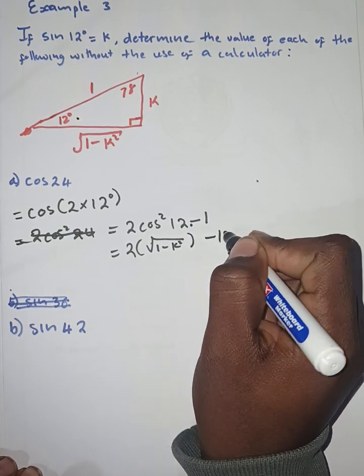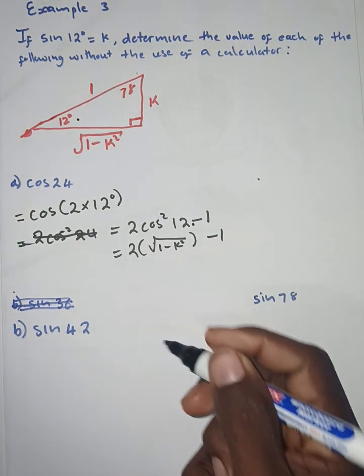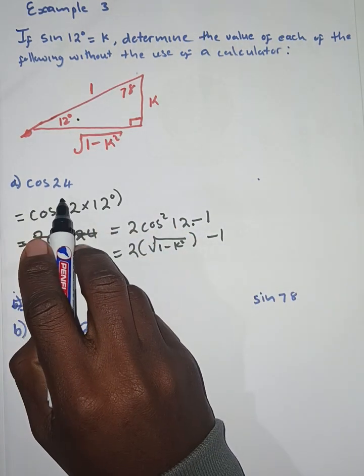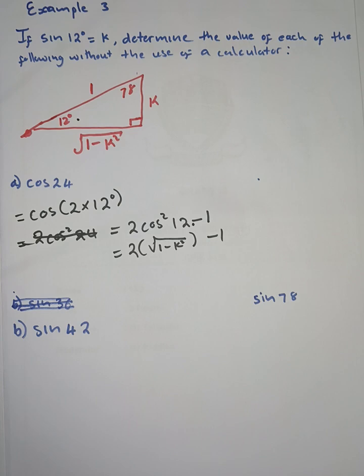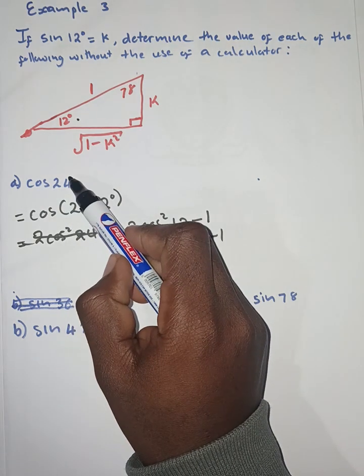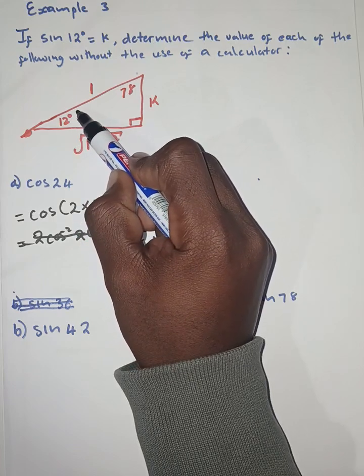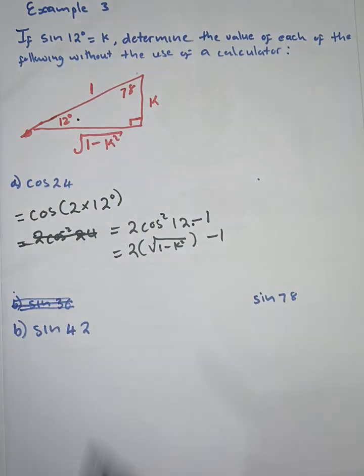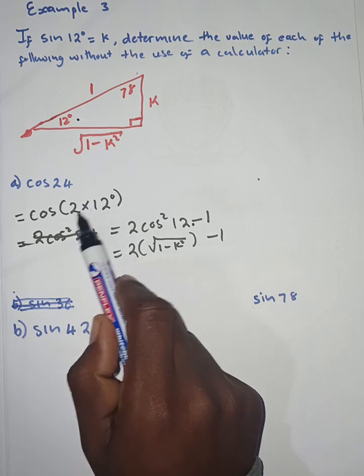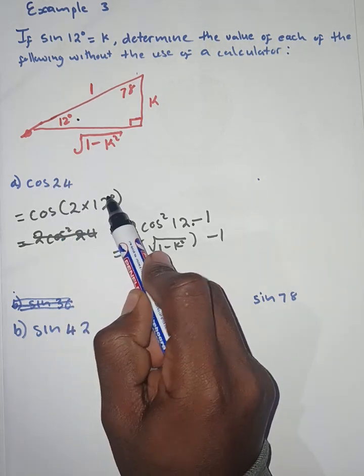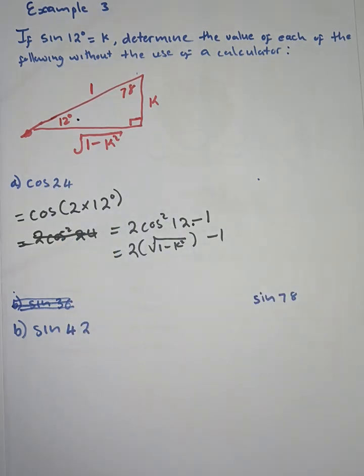Of course, we subtract a 1 there. So this would be the value of cos of 24 degrees. The first thing you needed to acknowledge was that 24 is actually double 12. All you needed to do was change that 24 to 2 multiplied by 12, and then use the double angle identity to expand that.